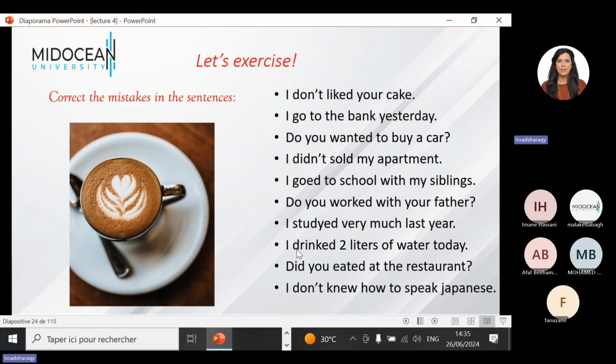Continue, please. Next example. "I drink 2 liters of water today." Correct. Simple past of drink. It's an irregular verb. So the simple past of the verb to drink is... I drank. Okay, it's an irregular verb. So I drank 2 liters of water today.